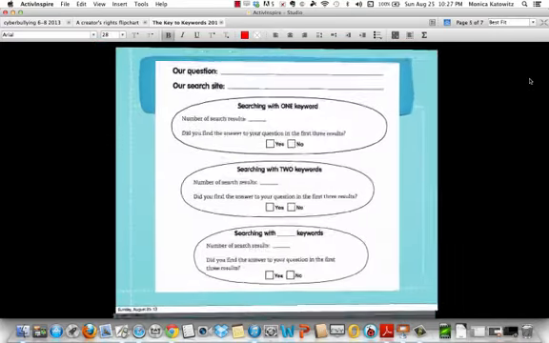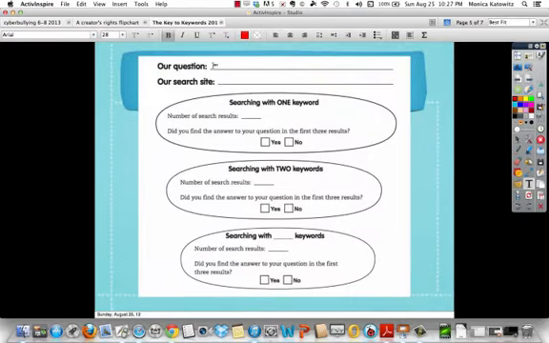So, our question today, okay, is what foods are toxic to dogs? Our search site is going to be, what do you think? I love Google. It's my go-to search engine. But there are other search engines that are just as good. You have Yahoo or Bing. Those are ones that you can use.